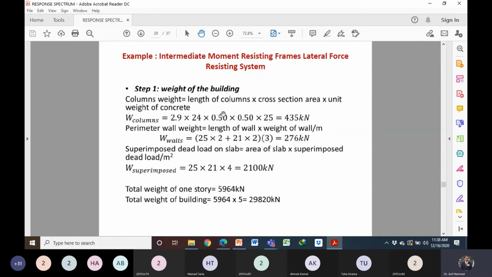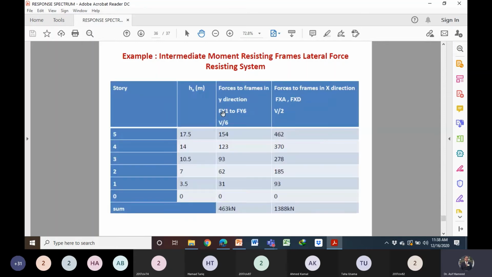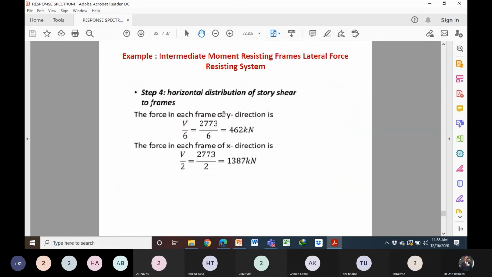Suppose we have the same base shear in the two directions. This is the value of the base shear, 2773. If you use that formula, the base shear at the base of each frame is the stiffness of that frame divided by the total stiffness in that direction. So how many frames do we have in the y direction?